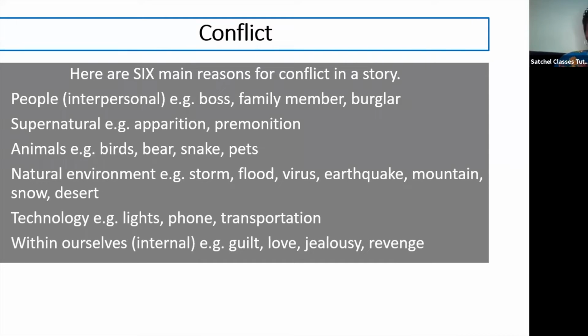So all of these aspects of conflict make the storyline exciting because this is a problem, an issue, a complication that the character has to overcome and find clever ways of defeating or overcoming or pleasing the person, people, the supernatural, animals, technology, environment, or the feelings within themselves.